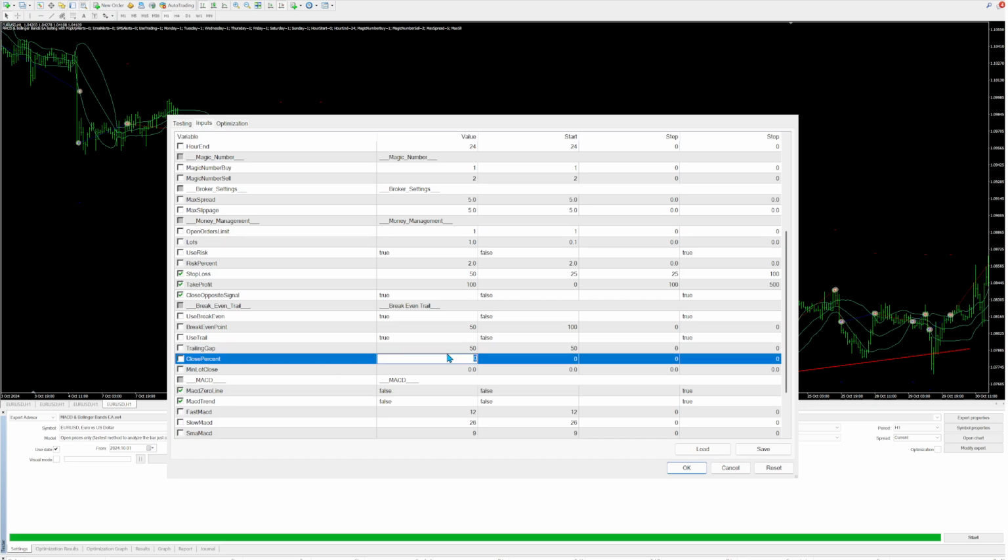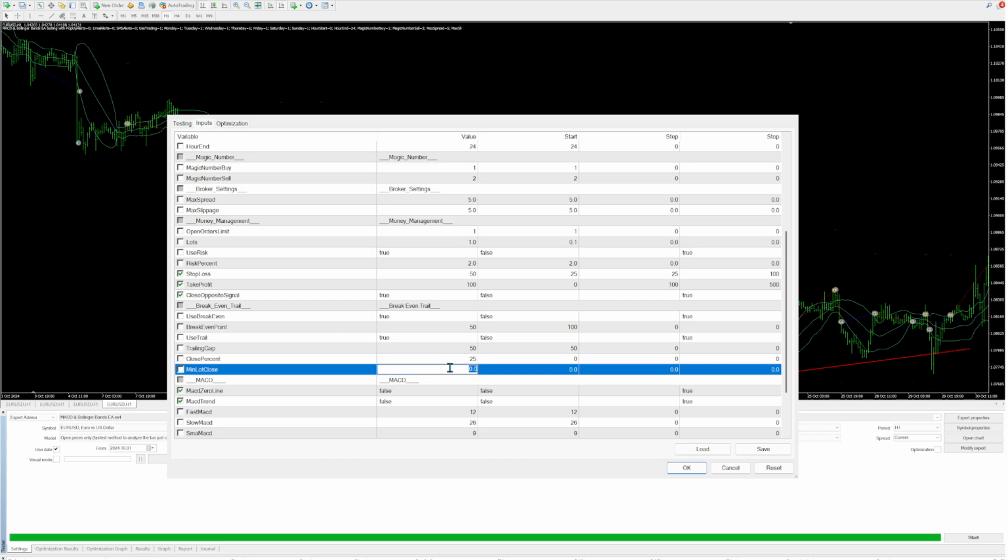Close percent: you can set the EA to close a percent of the order once the break-even point and trailing gap points are reached. For example, 25. Every time they reach, 25% of the position will be closed and the remaining parts of the position will be left open. This can help you bank some pips whilst trying to capture bigger moves as well.